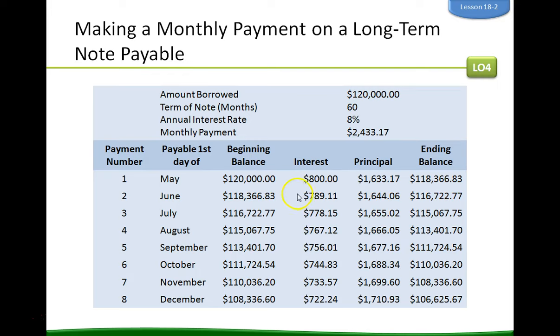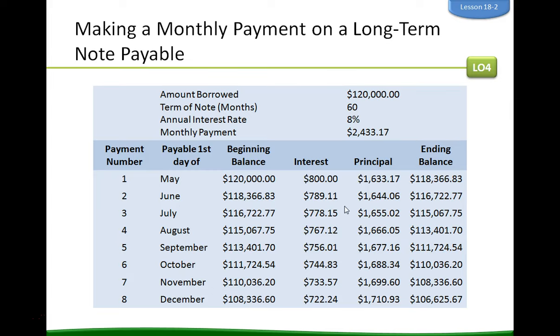So the first month they're paying $800 in interest and $1,633.17 as principal. So they pay this total amount together and then subtract it from the beginning balance. So there's your ending balance. This ending balance goes into the beginning of the next month. Interest, principal, subtract it out. That goes here, etc. for 5 years.